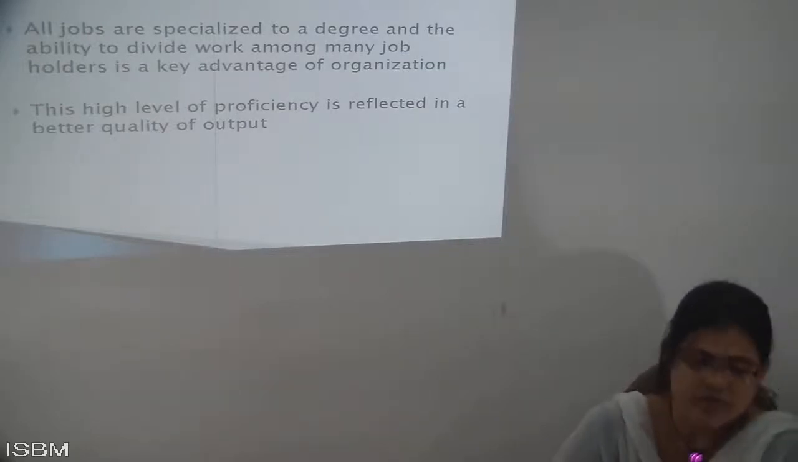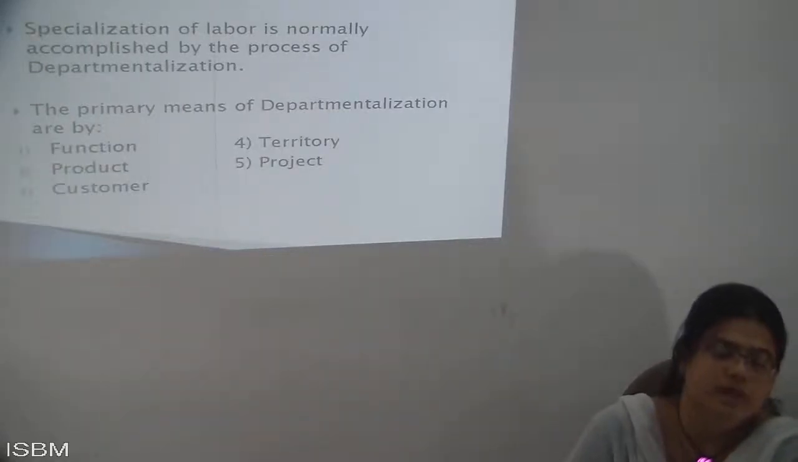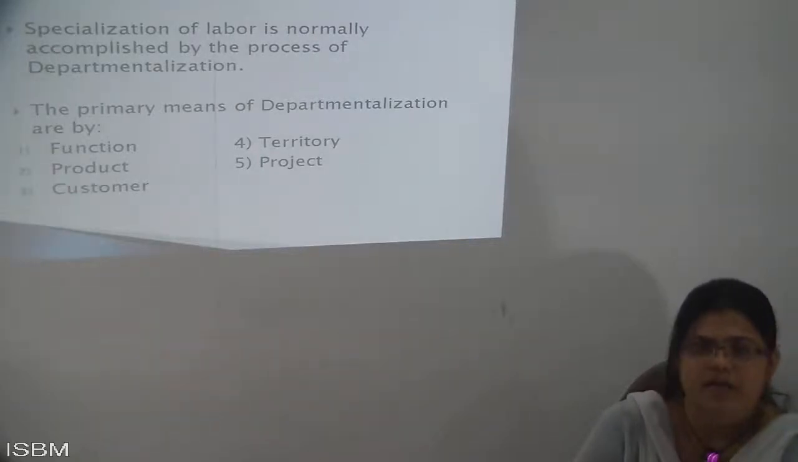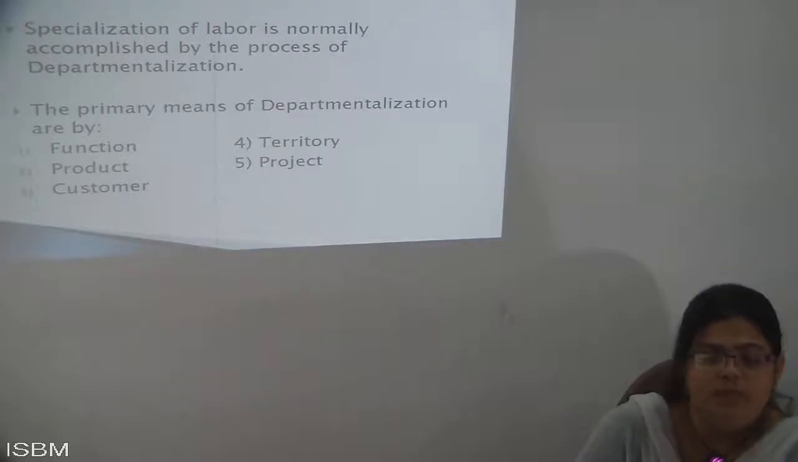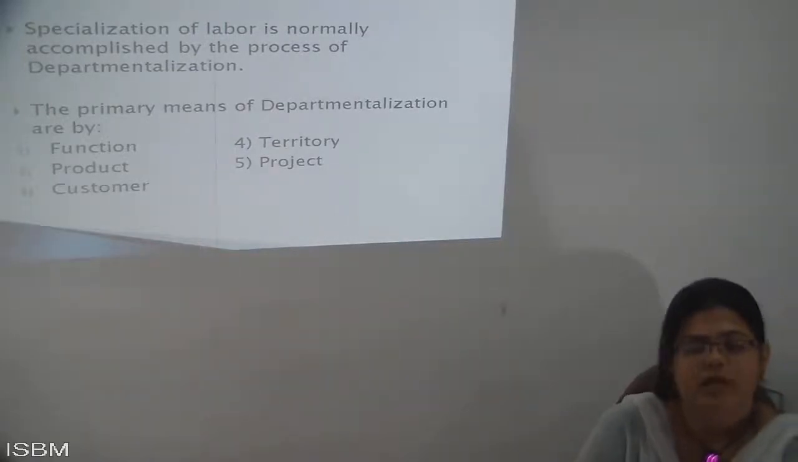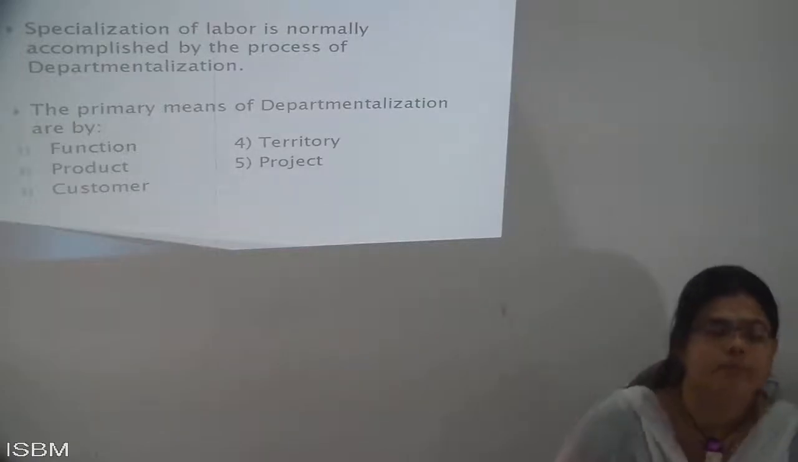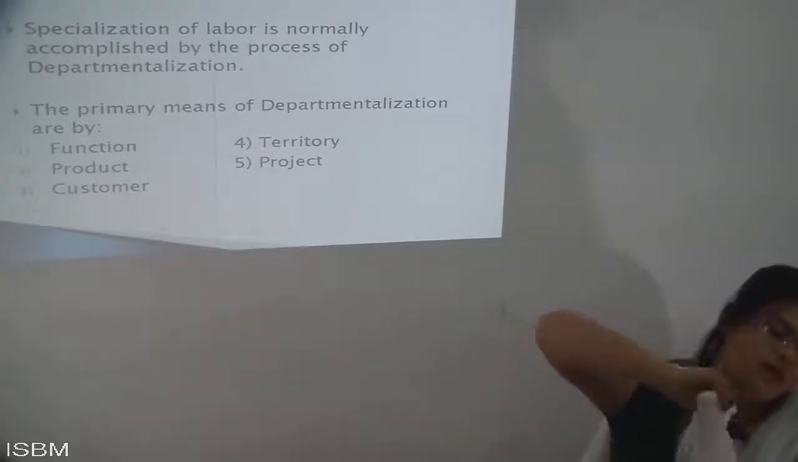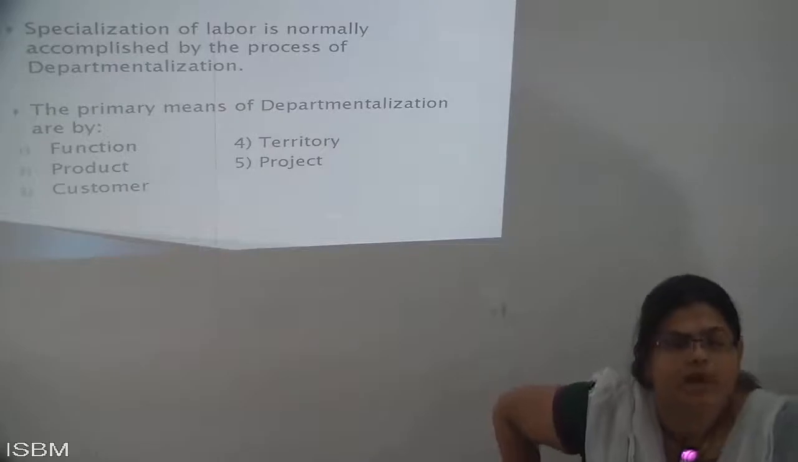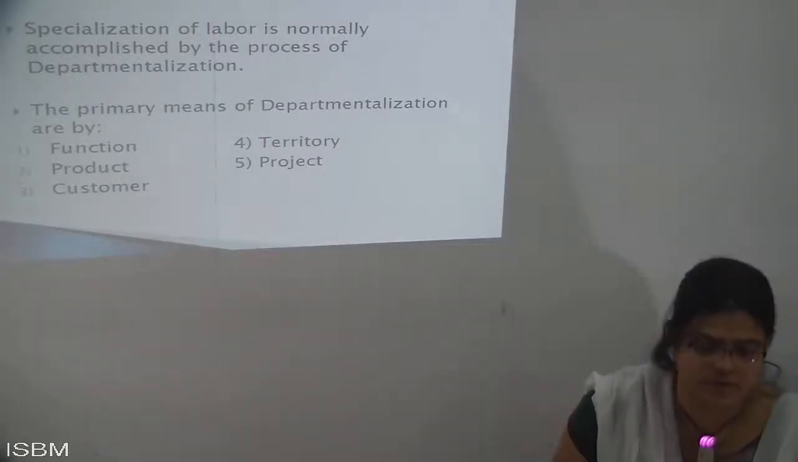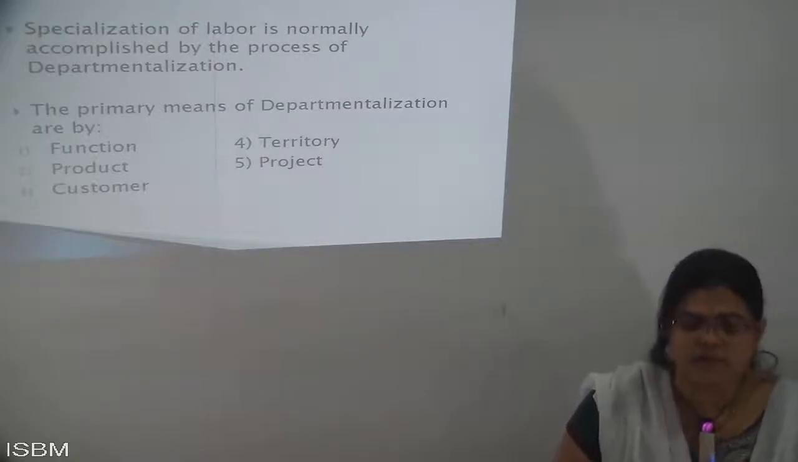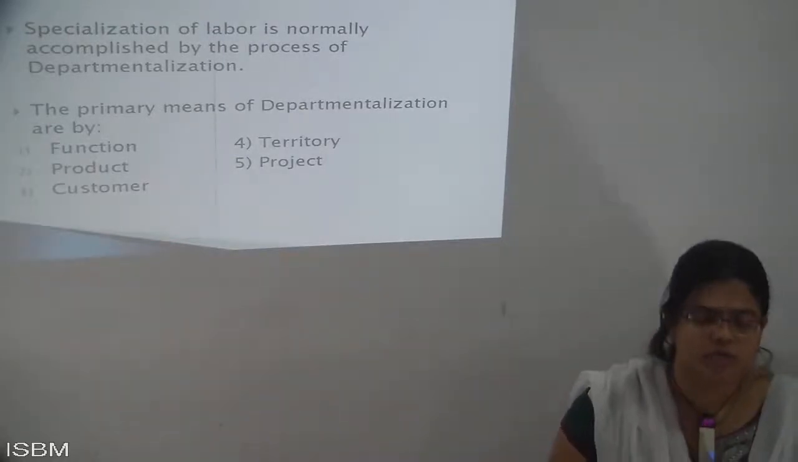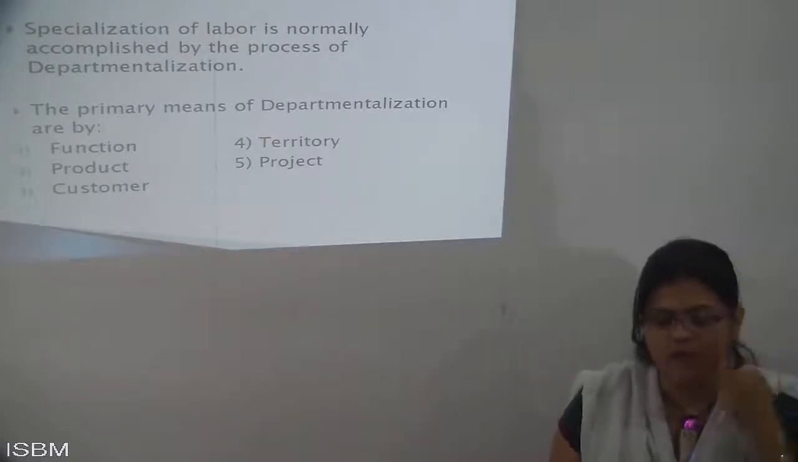Departmentation is one normal process of accomplishing the specialization of labor. Means if the people are from marketing, I'll put all the MBAs in marketing into the marketing department. If there are 4 MBAs from finance, I'll allot them into finance. Depending upon specialization, the people are divided into departments, and with the help of departments, they complete each and every task allotted in a small period of time.